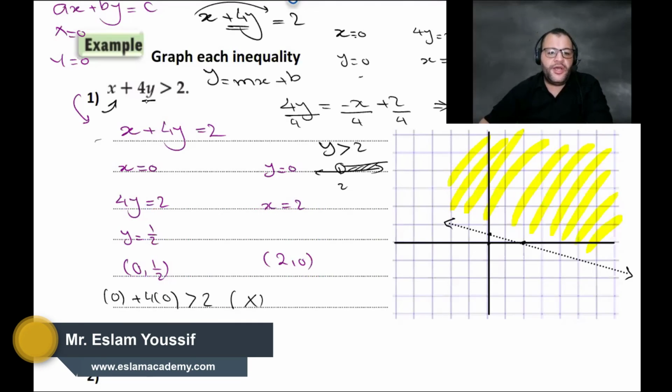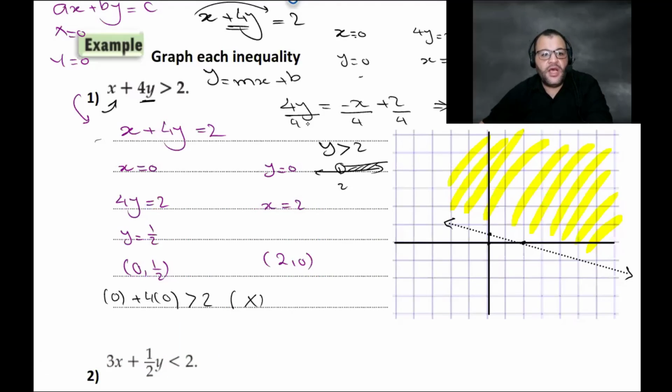Look at y here. Is y positive or negative? Positive. And the sign is greater than. If y is positive and the sign is more than, you shade above the line. If it's less than, you shade below the line. That's only if y is positive. If y is negative, you do the inverse.